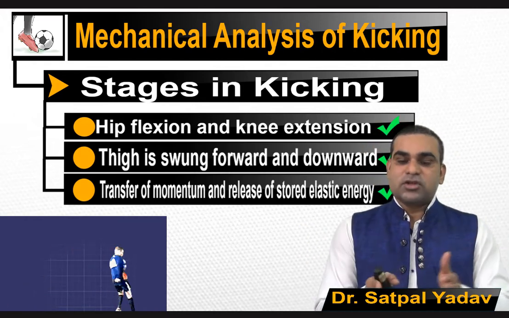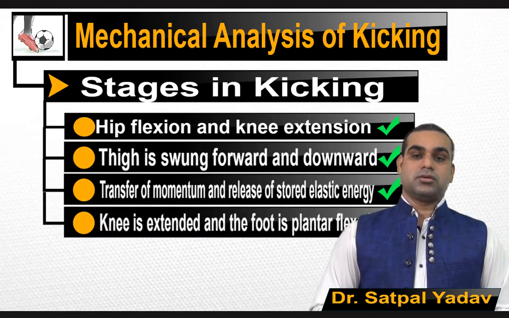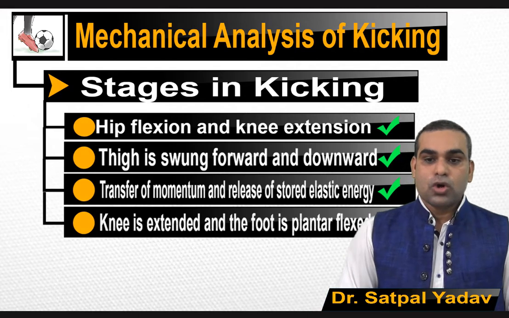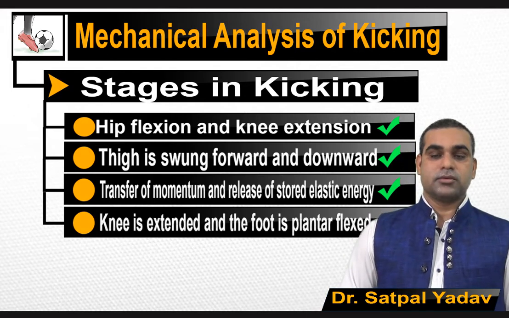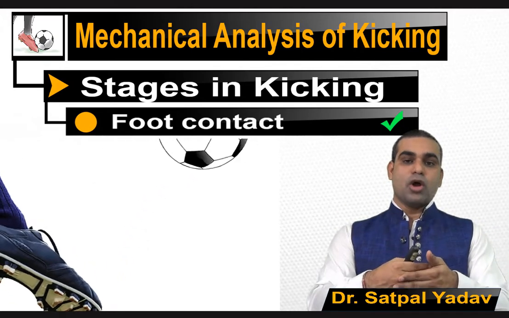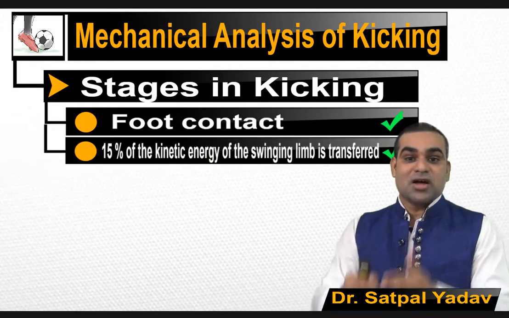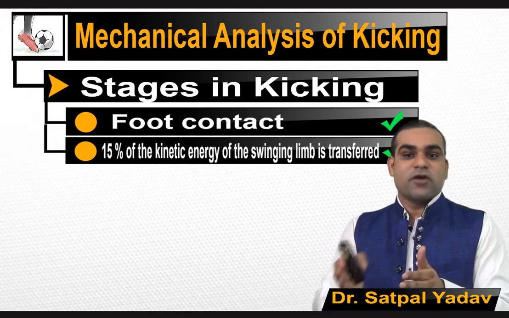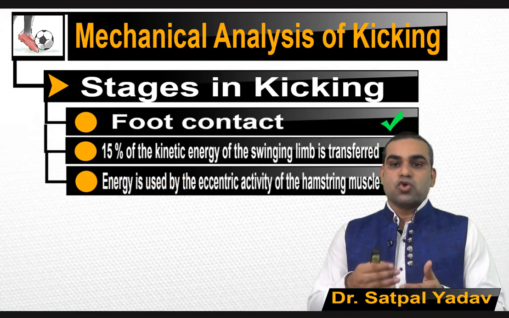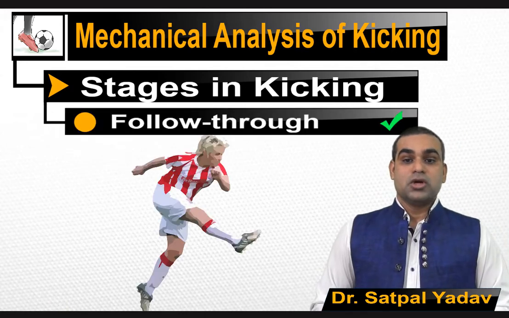After the kicking leg makes contact with the ball, the knee gets extended and the foot is plantar flexed. At this point, the hamstrings are maximally activated to slow the leg's eccentric movement. The next point is the foot contact with the ball. When the foot makes contact with the ball, 15% of the kinetic energy of the swinging limb is transferred to the ball, and the rest of the energy is used by the eccentric activity of your hamstring muscle group to slow the limb down. The last point is follow through.